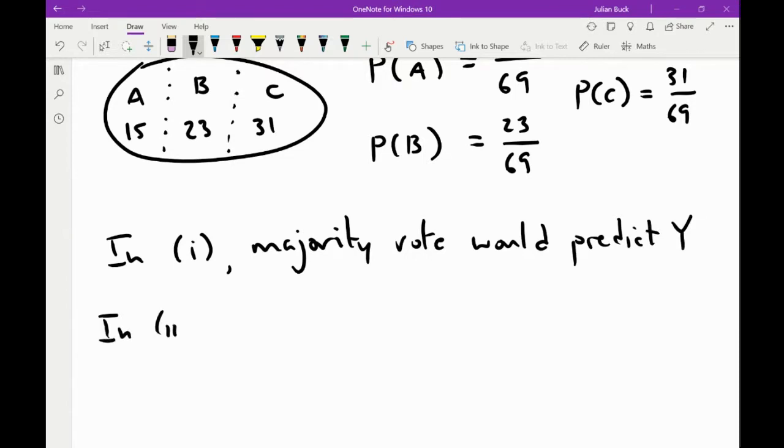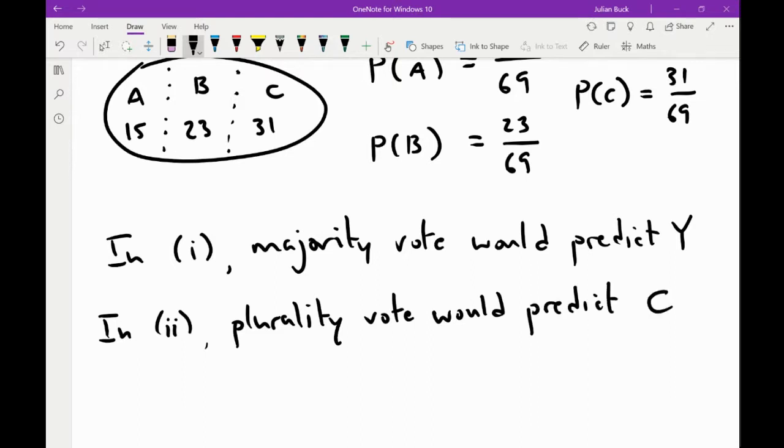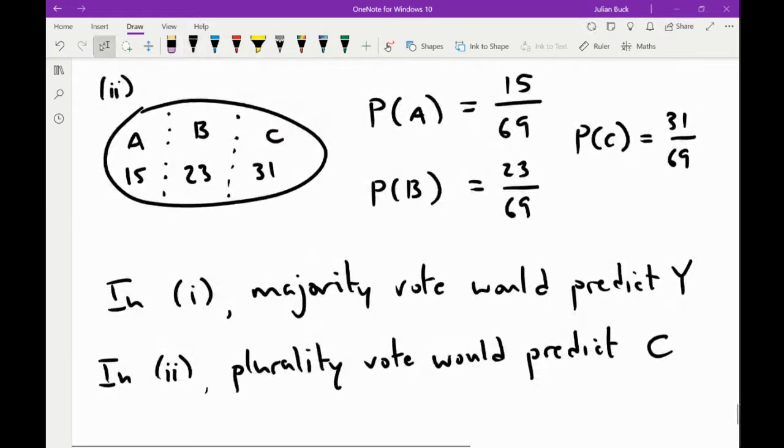And in 2, notice none of them have a majority, right? Because there are 69 observations at that node, and none of these have more than half of them. But here, with plurality vote, what we're looking for is simply the one where there's the most. It would predict C. Okay, so that's how majority vote and plurality vote would work in these sorts of situations. And in particular, for 2, we can't use majority vote because there isn't a majority, right? And that's why when doing multinomial classification, you need to relax that to plurality.